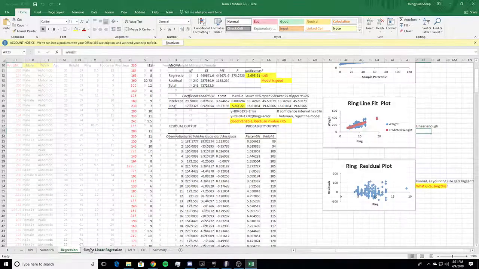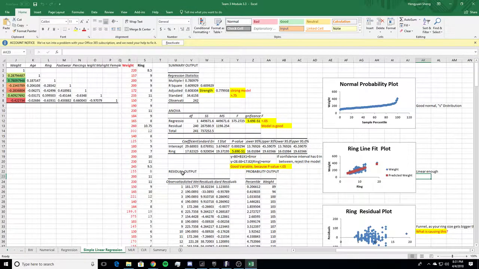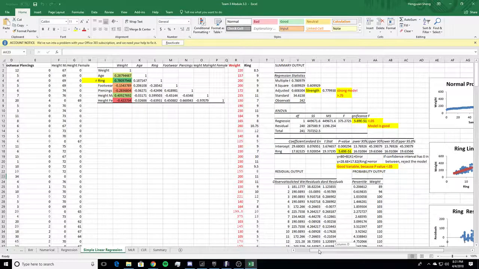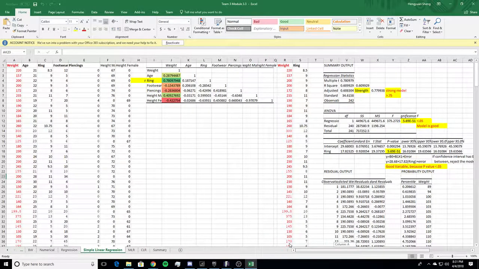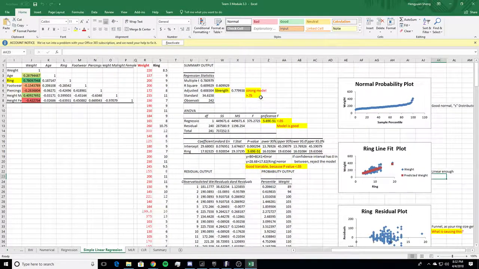We then ran a simple linear regression with these five variables testing, and we eventually came to find that the ring is the best variable to use, and we ran a simple linear regression using ring, and we found that it was a strong model. The model is a good fit, and the p-value is less than 0.05.